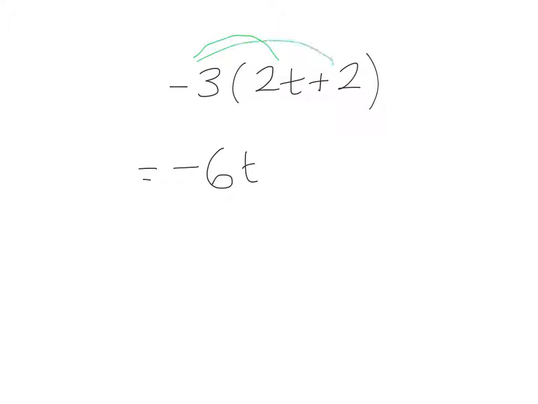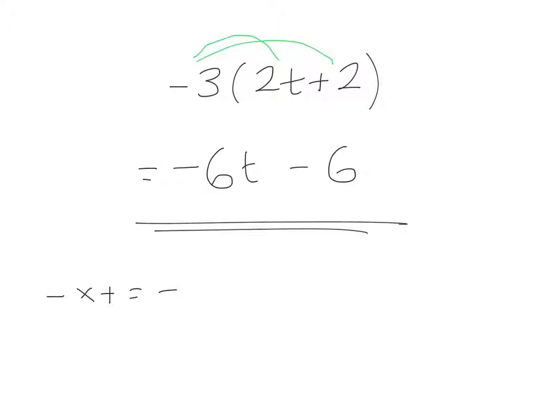And then minus 3 times plus 2. So we've got a minus times a positive. So that's negative. So it's minus 6t take away 6. Okay, remember minus times a positive is negative. If the signs are different, the answer is negative.